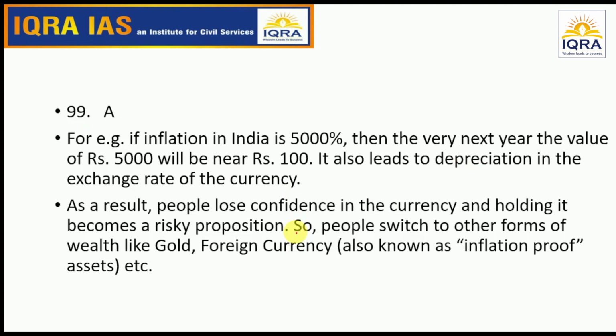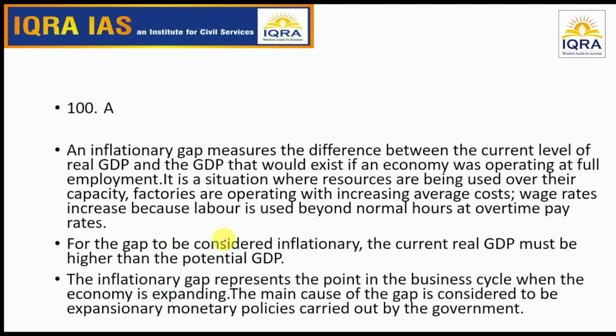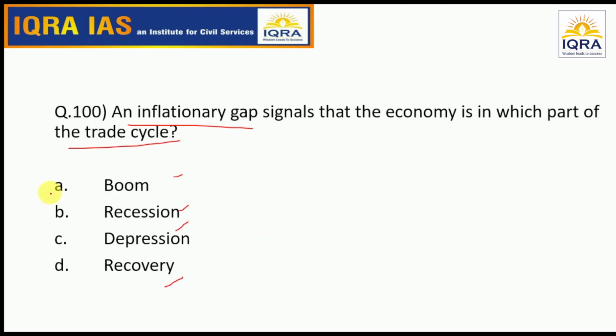Coming to the last question, question number 100. An inflationary gap signals that the economy is in which part of the trade cycle? Boom, recession, depression, recovery. An inflationary gap is the difference between the real GDP and the potential GDP, the GDP if all the resources were completely employed. When we say inflationary gap, the current real GDP is on a higher side than the potential GDP, so it is going through a boom phase.